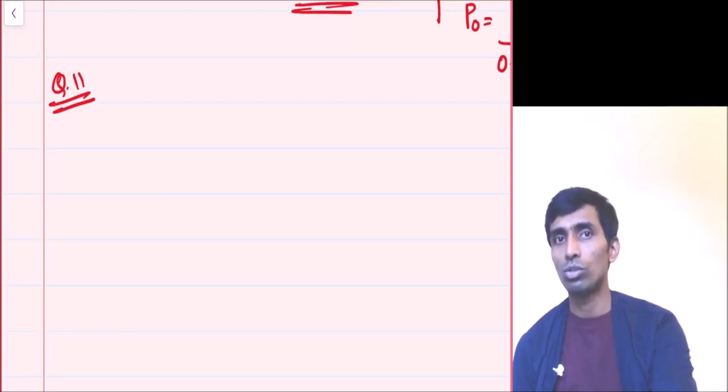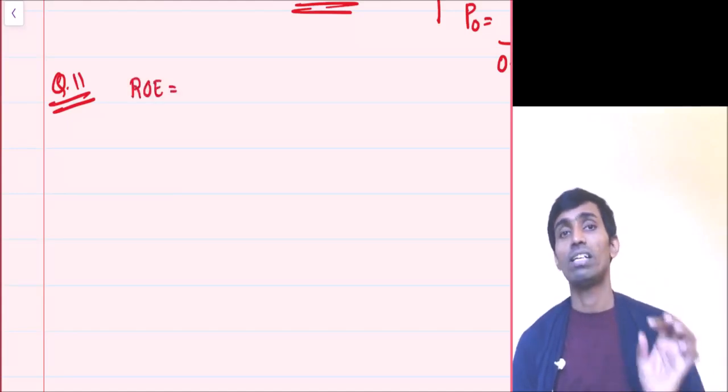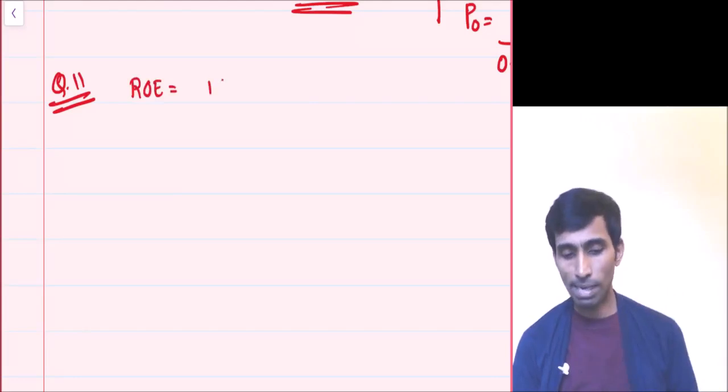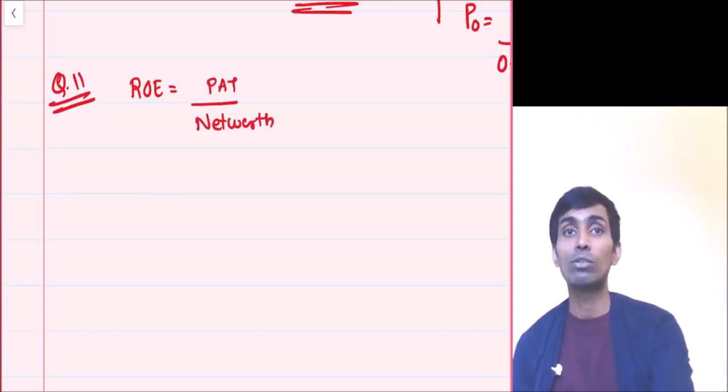So let's go slow. Listen carefully. First thing, the return on equity is given. So you should know the ratios, otherwise the sums would not be solved. Return on equity is nothing but PAT upon net worth. So ROE I know, but I don't know the PAT.